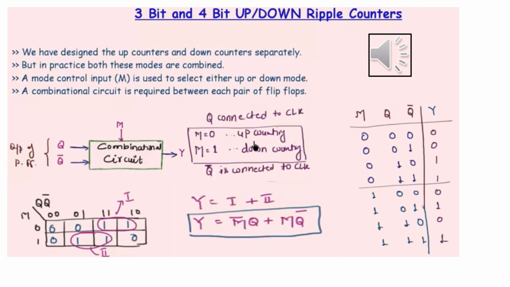So whenever I am drawing a K-map here, I can get the simplified Boolean expression for this combinational circuit. So we can get the simplified Boolean expression as Y equal to M bar into Q plus M into Q bar. Now we are going to draw a logic diagram by using the JK flip-flops for this up-down counter design.